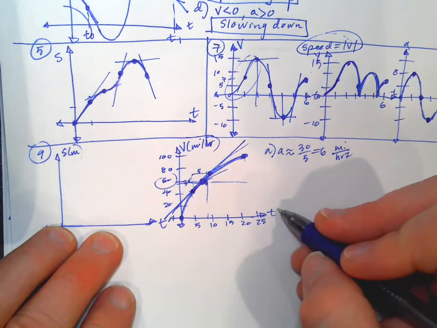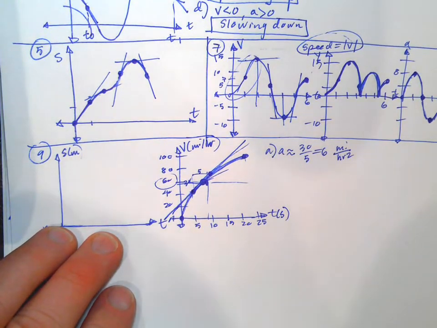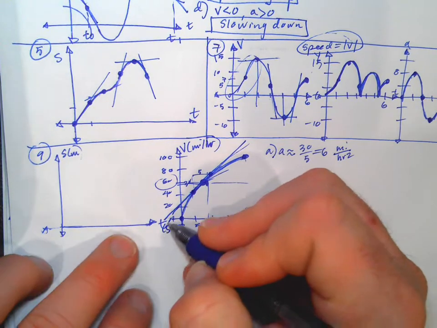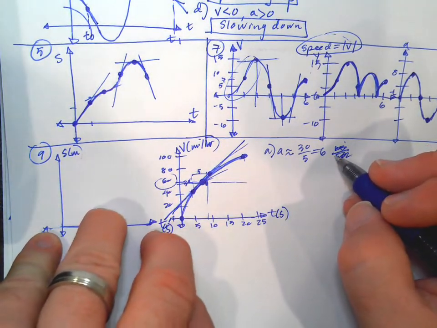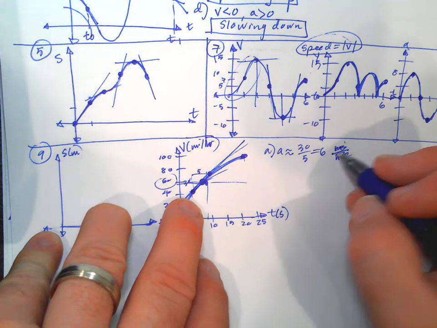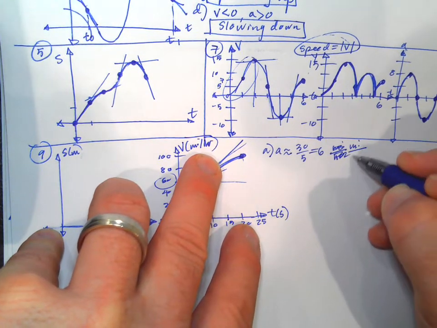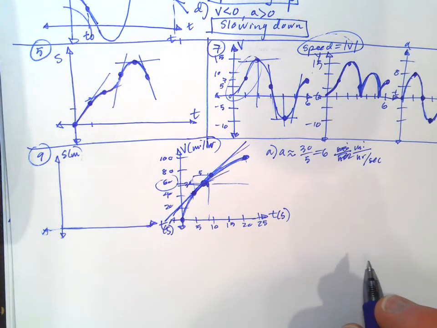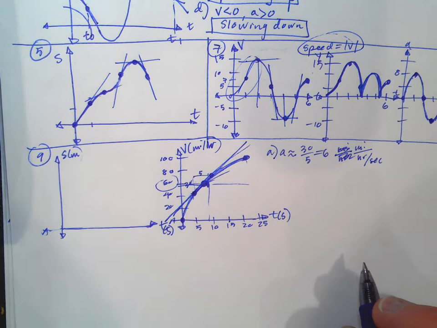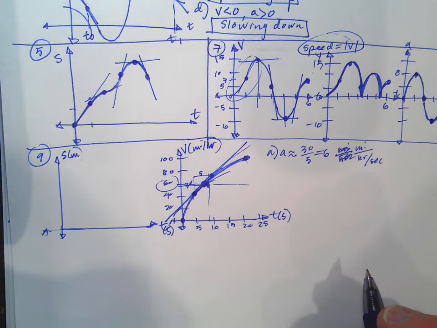But the time is in seconds. So at first it is miles per hour per second. So if we want to get it in terms of feet per second squared. Oh, geez.